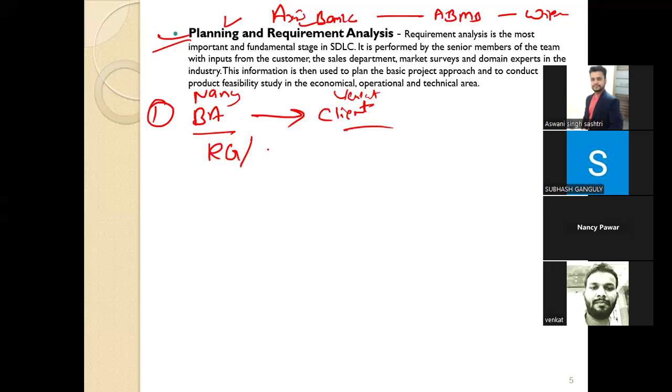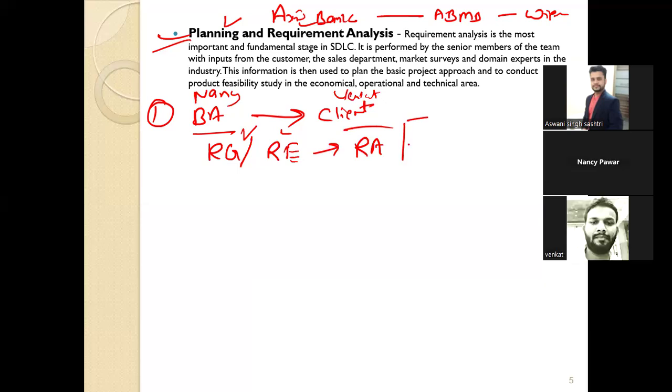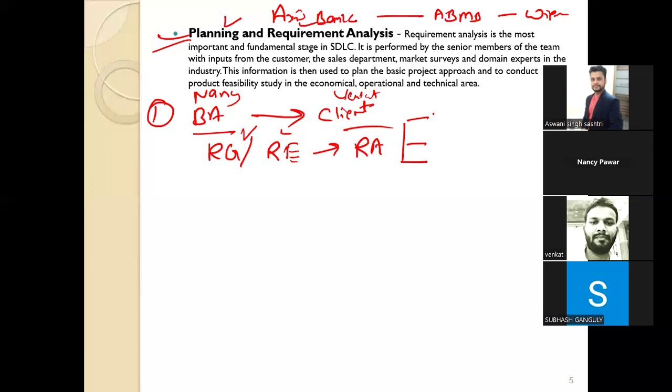इसी को हम लोग बोलते हैं रिक्वायरमेंट इलिसिटेशन. आप इसको या तो रिक्वायरमेंट गैदरिंग बोल दो या तो रिक्वायरमेंट इलिसिटेशन बोल दो. The first step of Nancy as a business analyst is to go to the client and gather the requirement from the client. One, Nancy will gather the requirement from the client. She will do the proper analysis of that requirement and she will categorize the requirement into three categories. Whether this requirement is easy, this requirement is medium, or this requirement is complex.